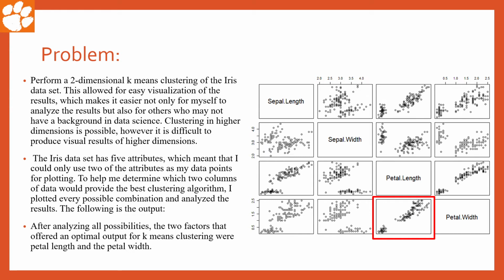Let's start with the problem I'm solving. I use the data from the iris dataset to perform a k-means clustering with three centroids. Two-dimensional k-means clustering allowed for easy visualization of my results. The iris dataset has 5 attributes, which meant that I needed to select only 2 of them to be used as parameters. To decide which 2 attributes of the iris dataset would provide the most optimal setup for k-means clustering, I plotted every possible combination of data and chose petal length versus petal width as the attributes for my graph. This is outlined in the red box on the right.